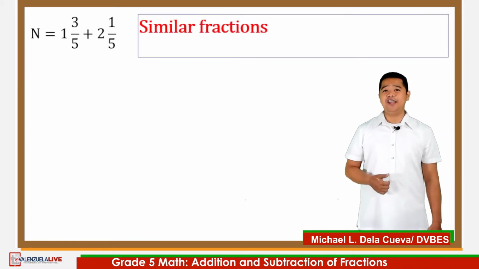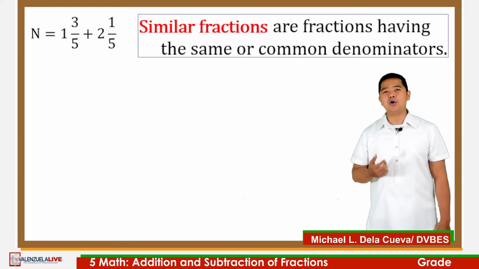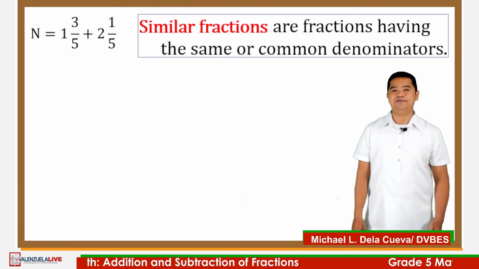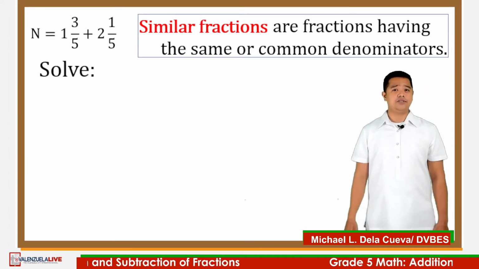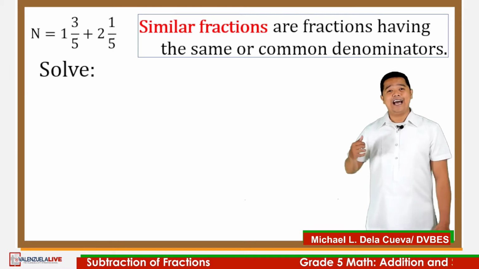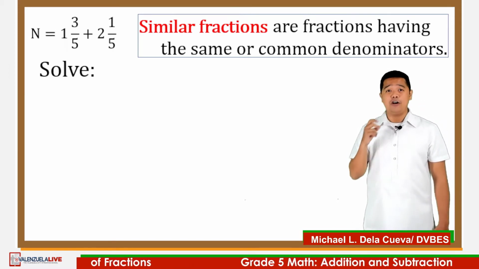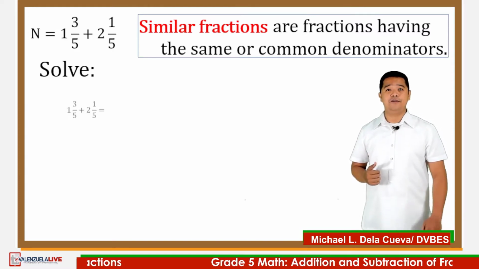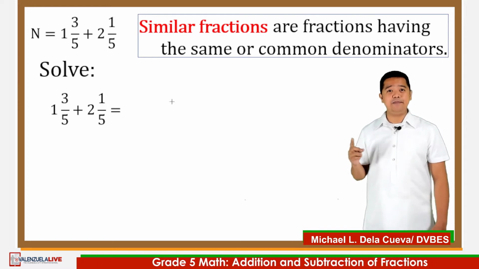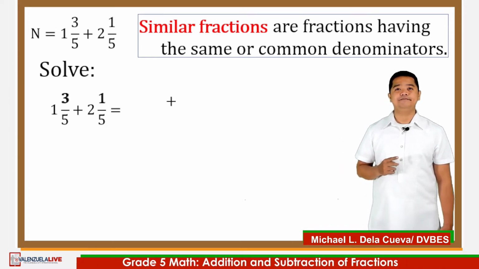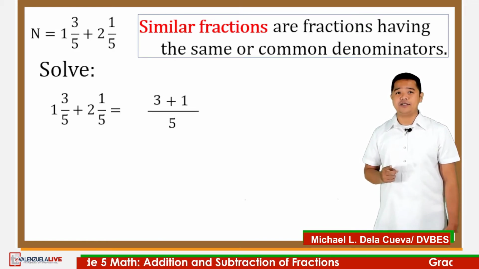Okay, very good. They are similar fractions because they have the same or common denominators. Now, but how can we add similar fractions? So kindly jot down the steps of how to add or subtract similar fractions. First, let us add the numerators, 3 plus 1, and then copy the common denominators.